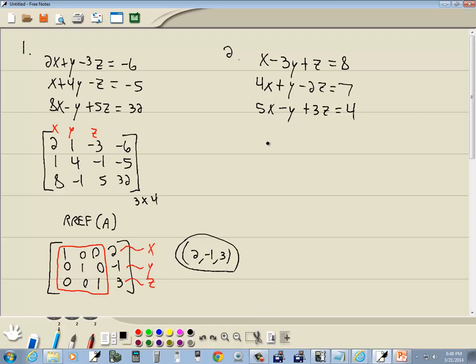Okay. Well, let's write down the matrix that goes along with it. Again, the x's have to be in the same column, y's in the same column, z's in the same column, and our constant terms on the other side of the equals. We'll drop the x's, y's, z's, and equals, and keep the numbers and their signs. So we got 1, -3, 1, 8, 4, 1, -2, 7, 5, -1, 3, 4. Double check all that. Okay. Size of the matrix is again a 3 by 4. And we're going to use RREF again.